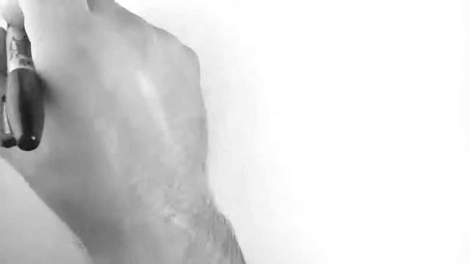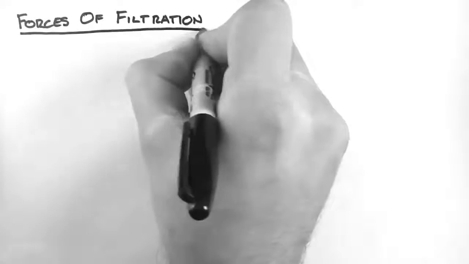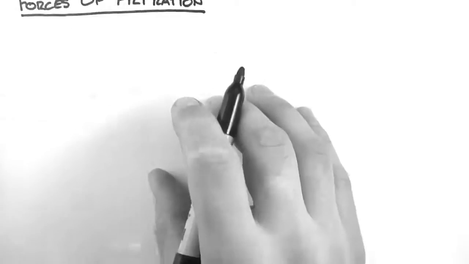Hi! In this tutorial, I'm going to discuss the forces of filtration which occur within the glomerulus. The forces we are going to be talking about are the forces that drive fluid and solutes out of the blood, across the glomerular capillary membranes, and into the Bowman's capsule. You may have seen these forces elsewhere in capillary circulation. They are often called Starling's forces.